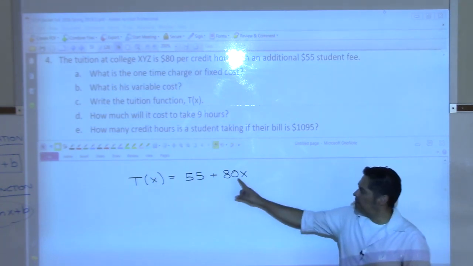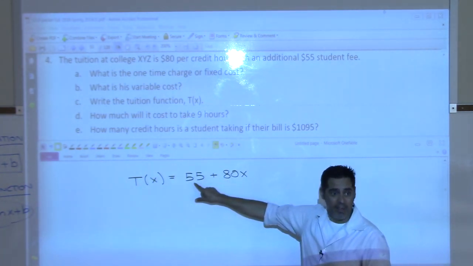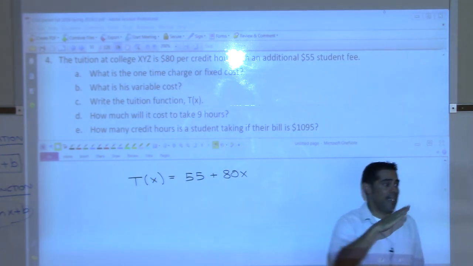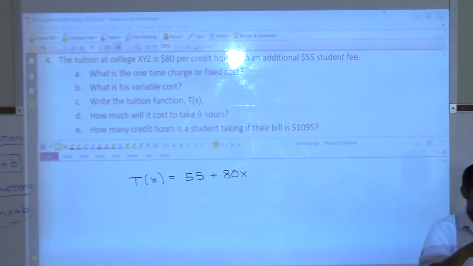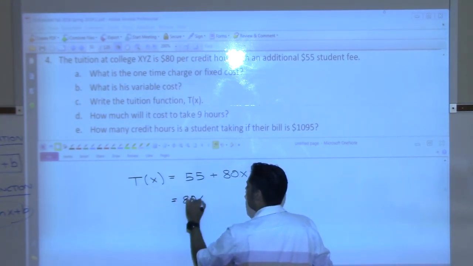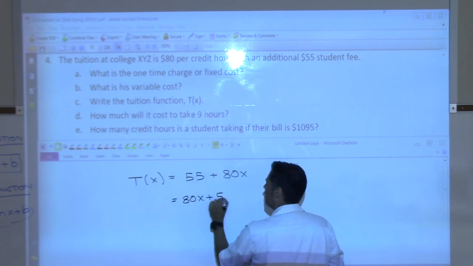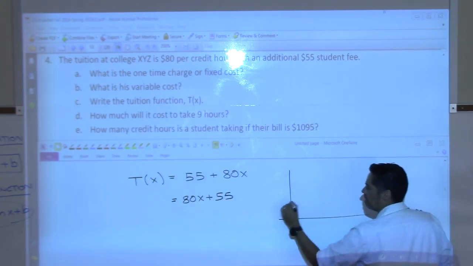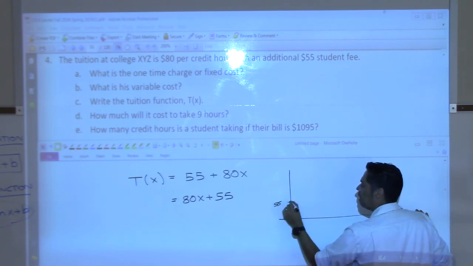So this is our fixed cost, so that's like the y-intercept. And then our 80 is our slope. It's $80 per hour we take, right? So we would normally write it this way, but it's not incorrect like this, but this is the way we would write it. And remember, this means it looks like this. We have 55 here, and then it goes this way.